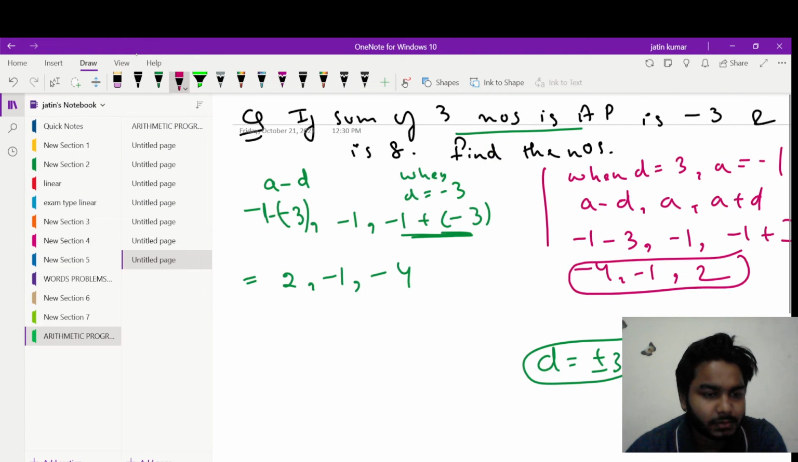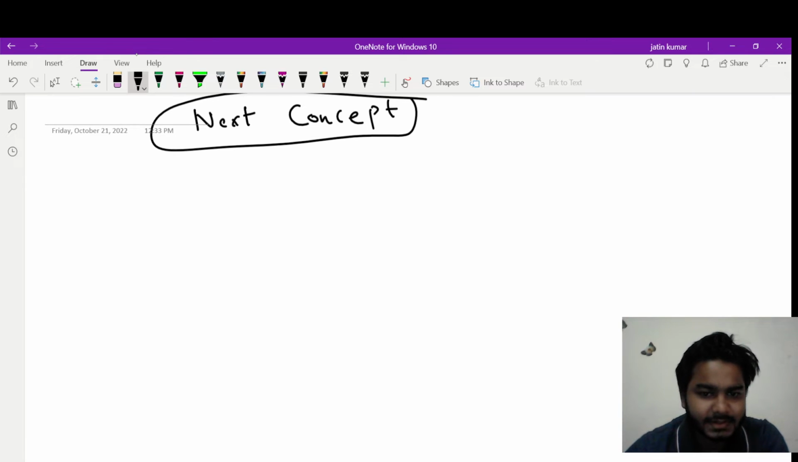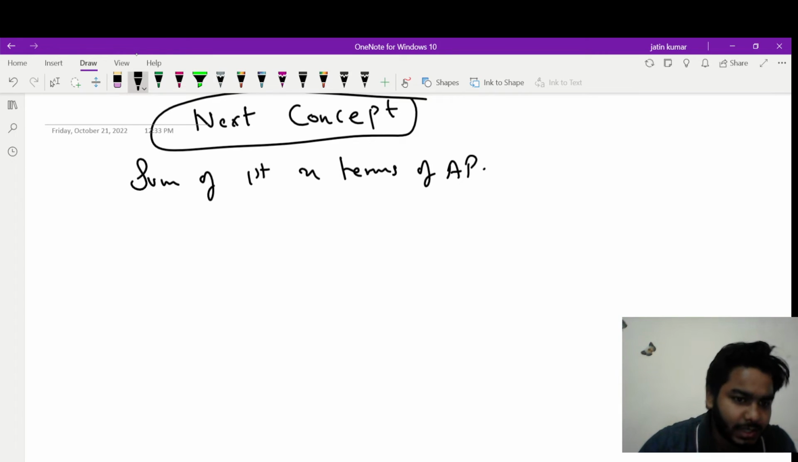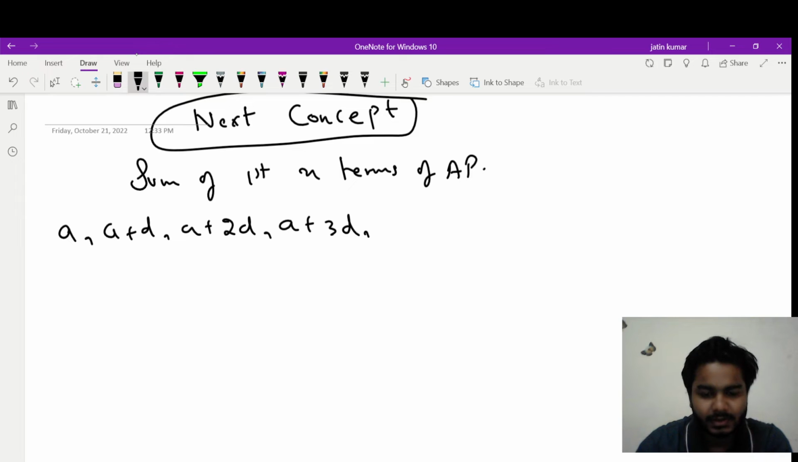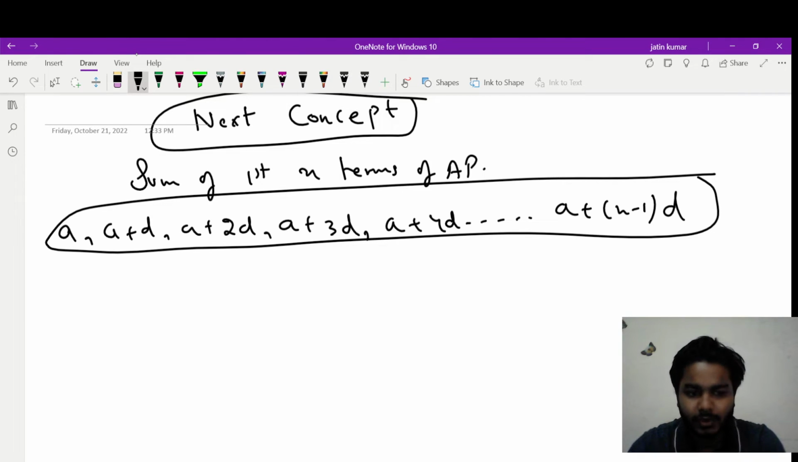Now we will move on to the sum wala concept. Next concept, a very important concept: sum of first n terms of AP. Suppose we are given the AP a, a plus d, a plus 2d, a plus 3d, a plus 4d, dot dot dot till a plus n minus 1 into d. Now in case we have to find the sum of all these terms, then we have a formula for this.